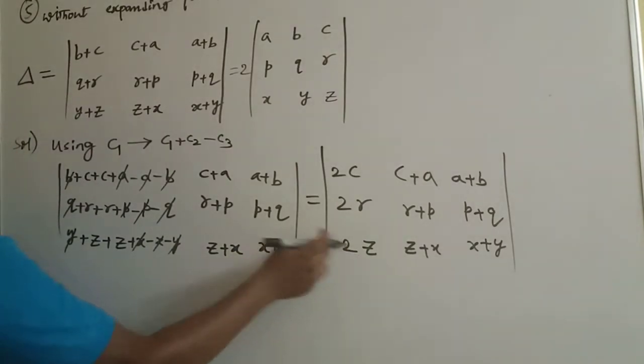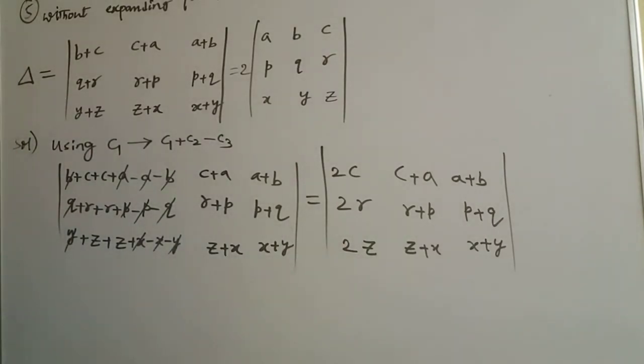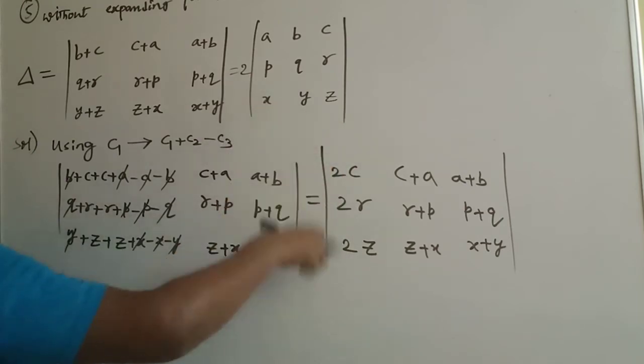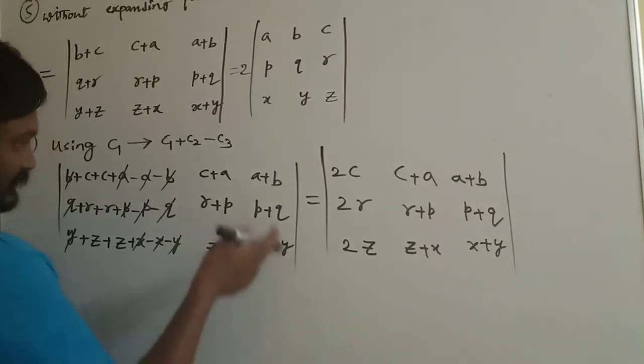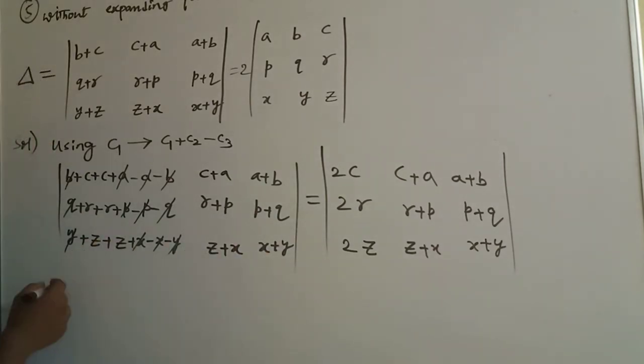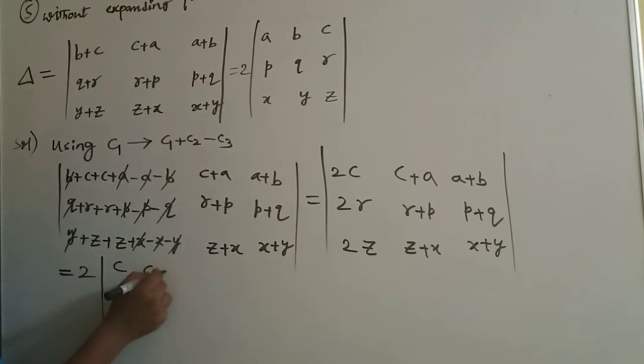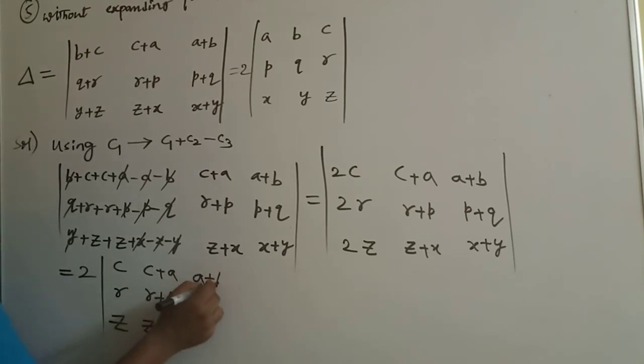And 2 common, because you already know that when any row or any column is multiplied with K, we can write K into delta. So you remembered, I think so. So according to that, what we can do? You can write 2 first, and remaining: C, R, Z, C plus A, R plus P, Z plus X, A plus B, P plus Q, X plus Y. So in this way we need to write.